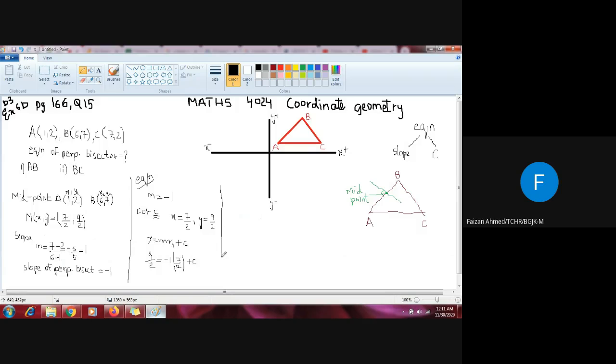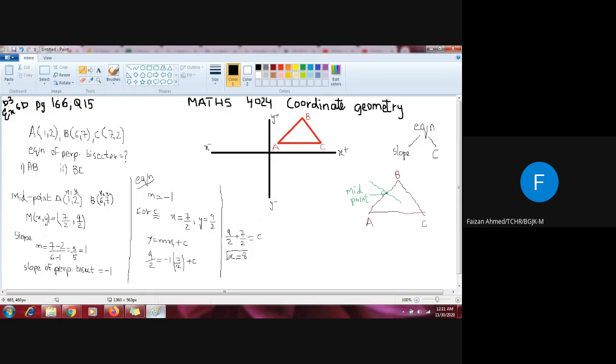So it will be like this: 9 upon 2 and then this positive 7 upon 2 equals c, and now I have to take the LCM. 2 is the LCM, and 9 plus 7 will be 16, and 16 divided by 2 will be 8.